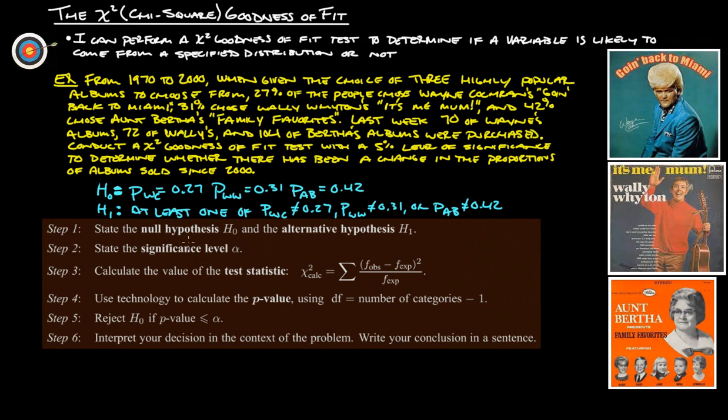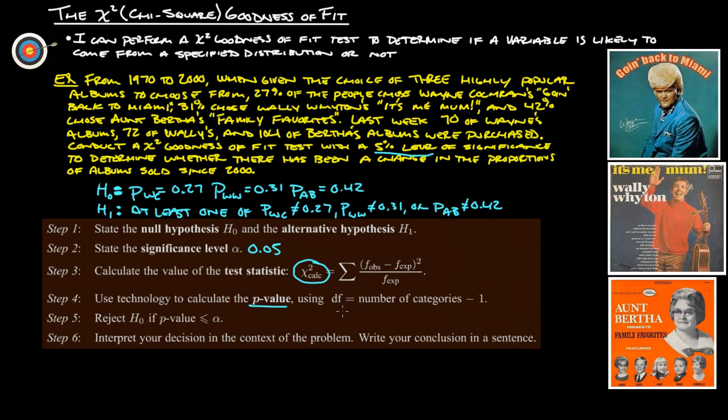Okay, state the significance level: 5% level of significance, so that is 0.05. Calculate the value of the test statistic, chi-squared calculated. You can do this by hand, but for what we're going to do in here, we're just going to do it on the graphing calculator. I will give you links to places that will show you how to do this by hand, but you do not need to worry about that. And then use technology to calculate the p-value, also on the graphing calculator, using DF.